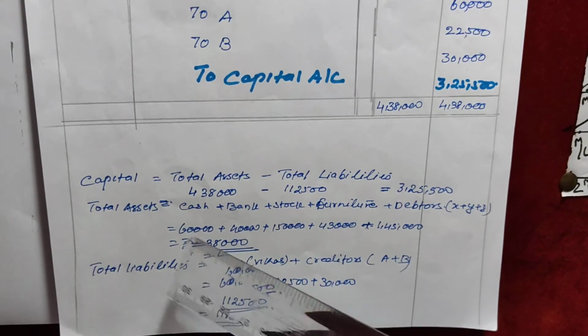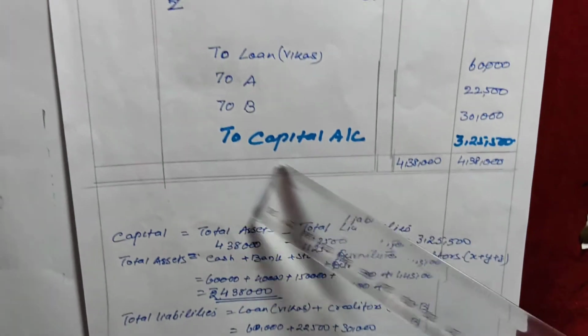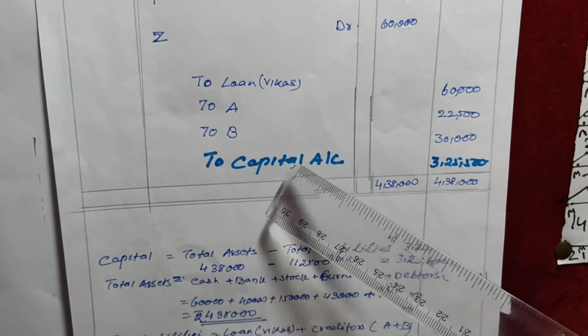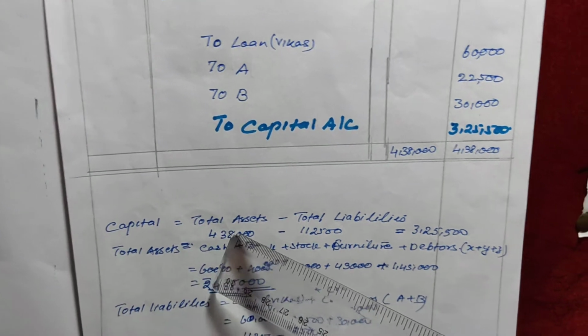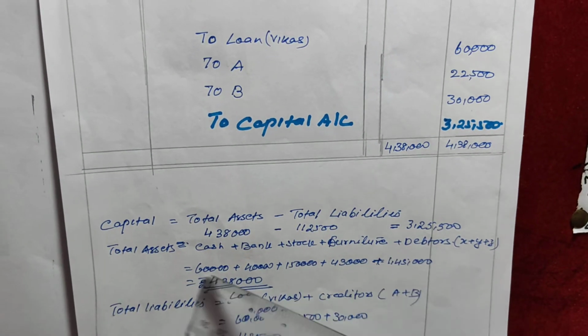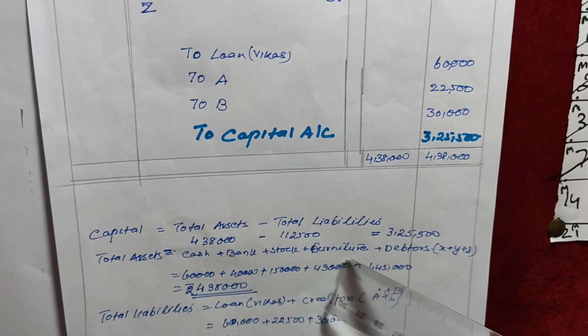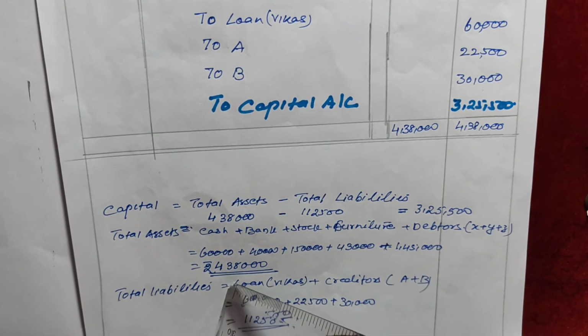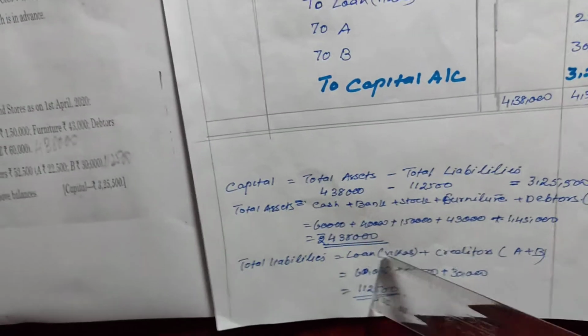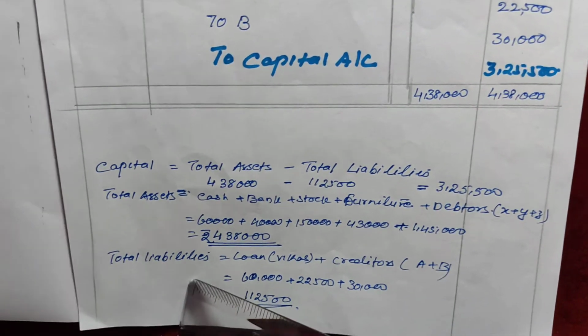Okay, we have to prepare the working note. We have to find out the capital. Since capital is not given, we have to find it out. So what is the formula of capital? Total assets minus total liabilities. Total assets, we have written the names of all the assets and put the value of all the assets, and that is 4,38,000.